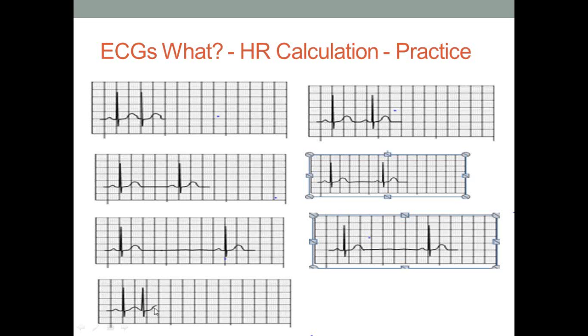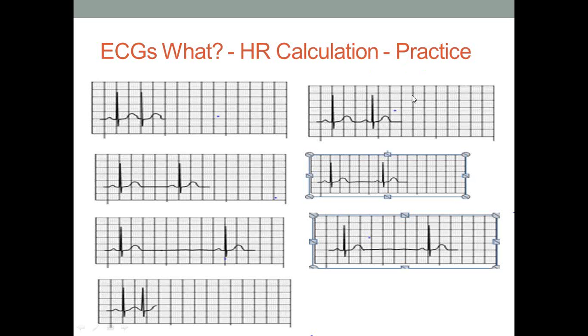Let's do the fourth one here. The first QRS complex falls on a dark line. The next one would be 300. The one following that would be 150. But the QRS complex occurs before we hit the 150 mark. So if you split the difference between these two lines, between 150 and 300, I would say that this QRS complex falls probably on about the 200 mark. So the heart rate of this patient is about 200.